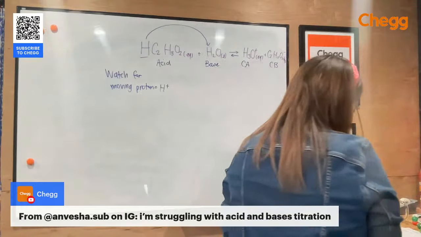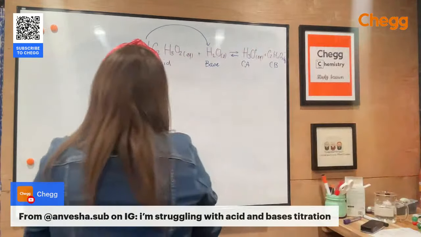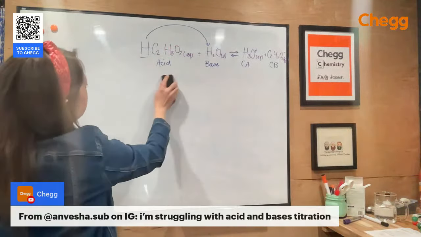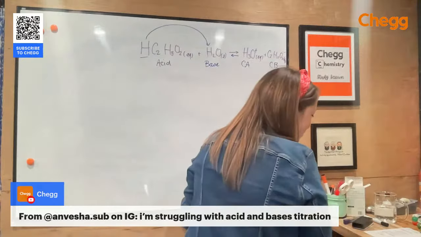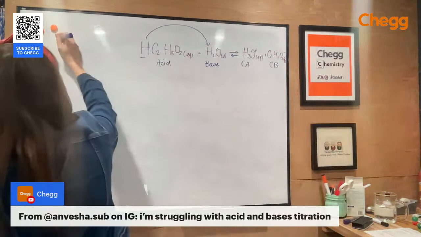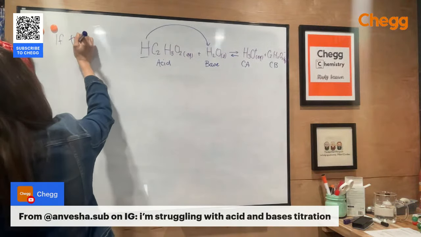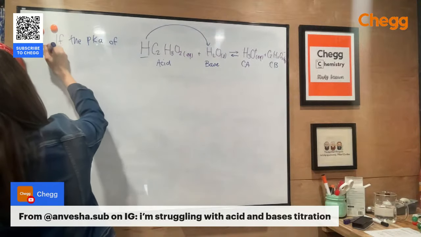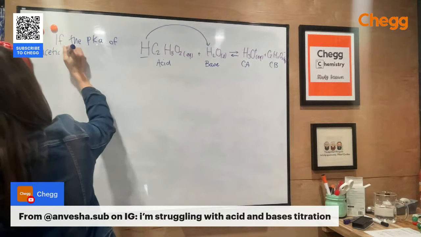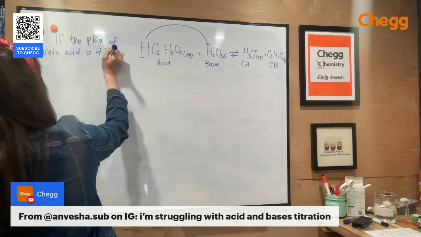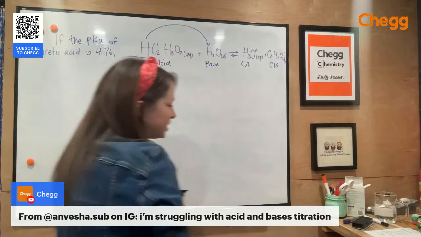Let's use this reaction. This is actually acetic acid, commonly known as vinegar. So let's say we have, I don't know, if the pKa... let's figure out the pH.